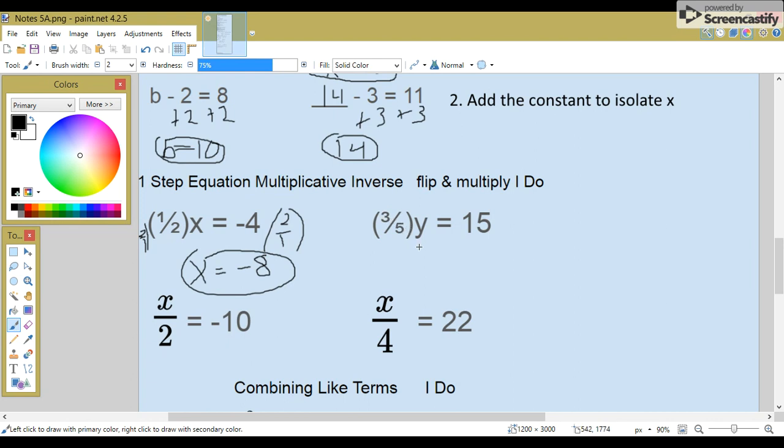3/5 times y equals 15. Flip and multiply. Instead of 3/5, it's 5/3. Multiply each term by this flipped fraction, by this reciprocal. 15 divided by 3 is 5. 5 times 5 is 25. Y equals 25.